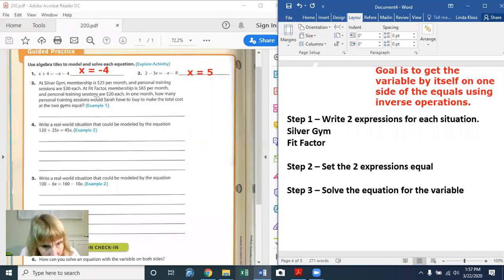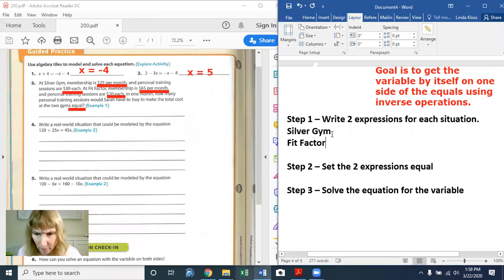Let's underline important numbers. Silver Gym is $25 per month. Personal training sessions are $30 each. Fit Factor is $65 per month, and personal training sessions are $20 each. And we want to know when the two costs of the gyms will be equal. Those are the important parts.